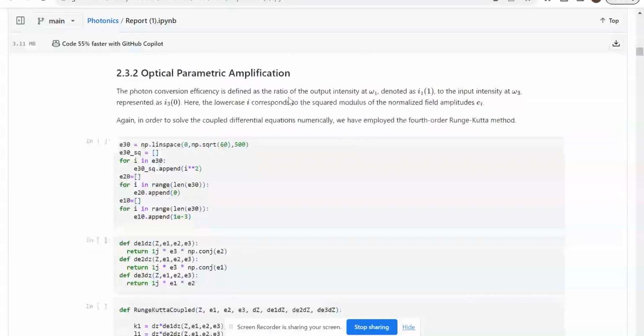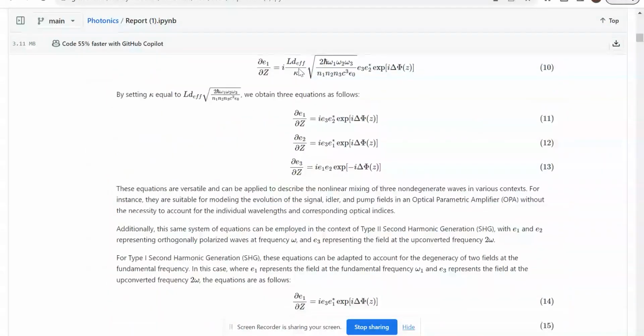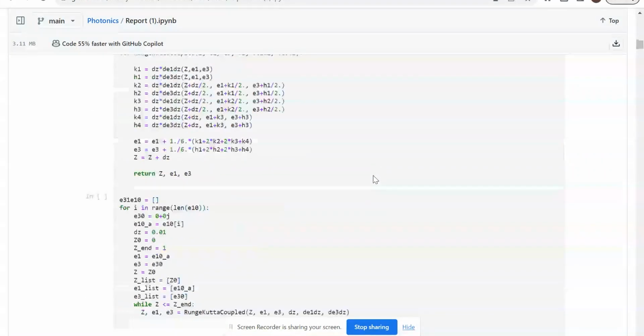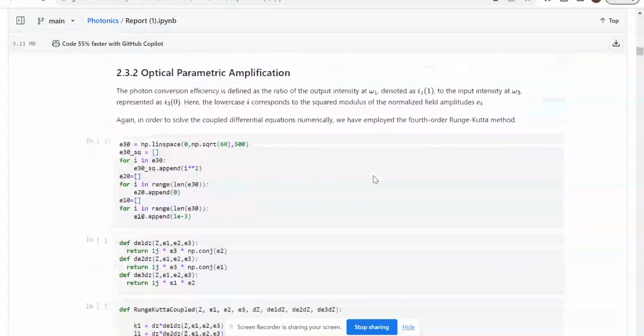So similarly, using the same framework, we can simulate OPA in the ideal phase match conditions. So here we'll be using the equations 11, 12, and 13 with delta phi put as 0 with some initial conditions which I'll specify in a bit. So the output signal intensity is given by I1 of 0, I1 of 1, and the input normalized pump intensity is given by I3 of 0. So let's look at the code.